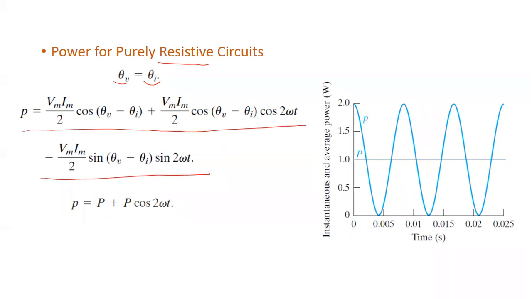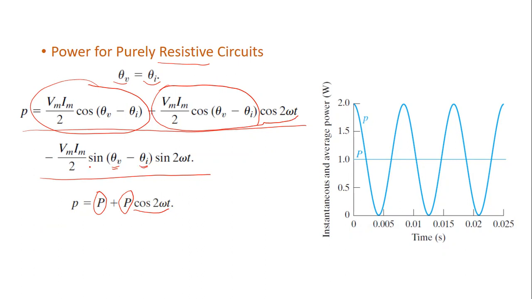So we have three components. The first component is the average power P, or the active power P. The second component is also P multiplied by cosine 2 omega t. And here, if theta V is equal to theta I, the difference will be 0, and sine 0 is equal to 0. So this component will be equal to 0.